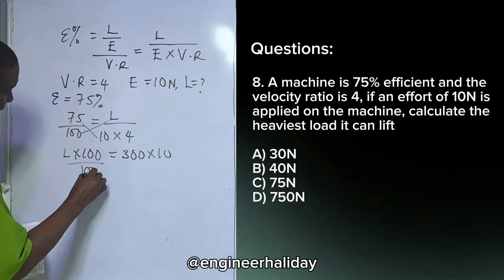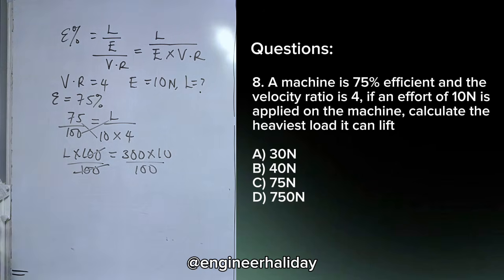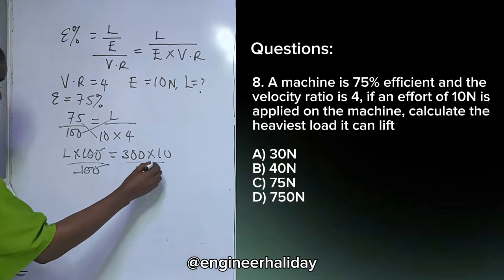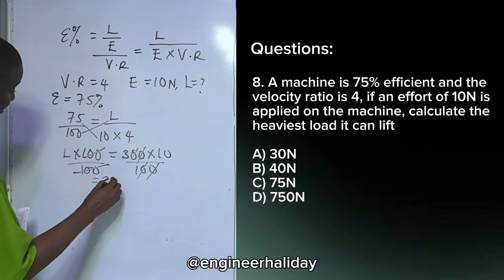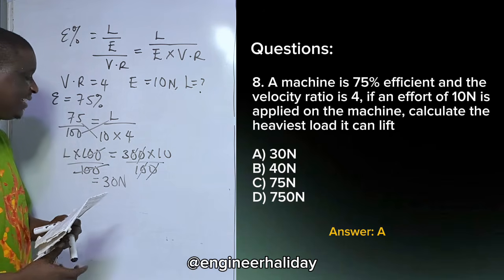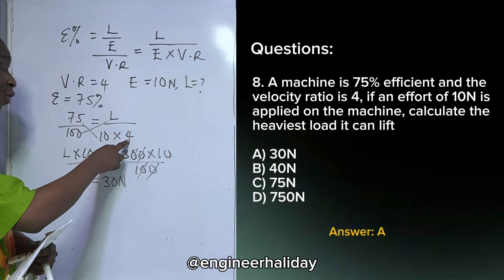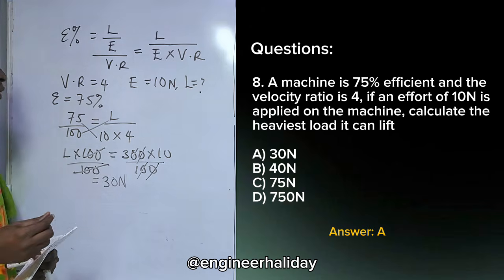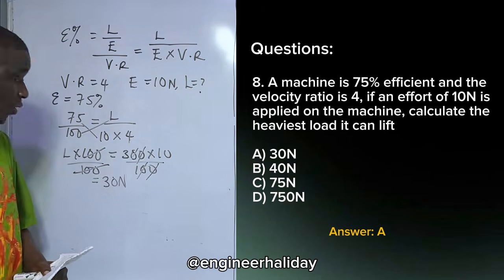So divide both sides by 100. This one will cancel this one. What do you have, class? This will cancel, this one will eliminate. So our answer will now be 30 Newton. So the load will be equal to 30 Newton. You can do your calculation well, because 75 times 4 is 300. 300 times 10 divided by 100, you get your answer.